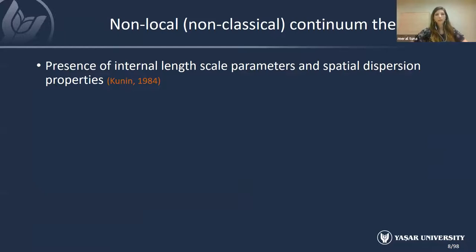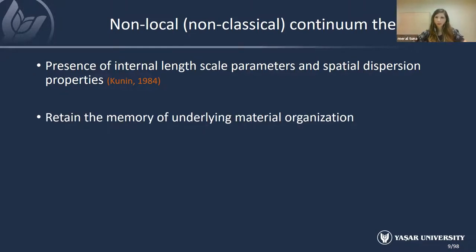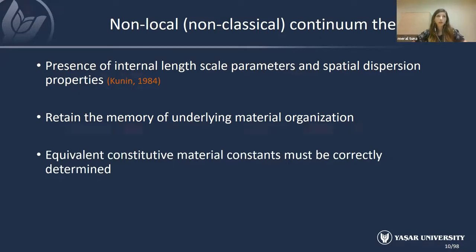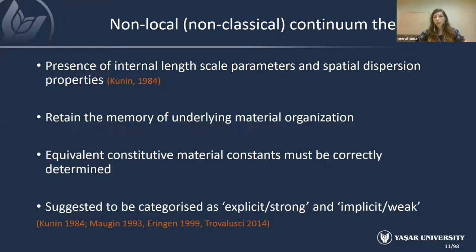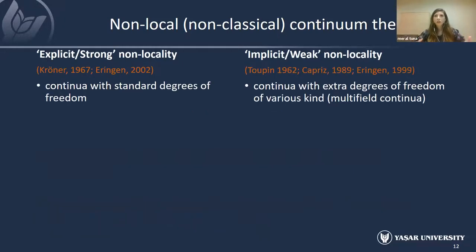As Professor mentioned yesterday, following the definition of Kunin, non-locality refers to the presence of internal length scale parameters and spatial dispersion properties in wave propagation. So through these internal length scale parameters, we retain the memory of the underlying material organization. Of course, this adds to the material parameters to be determined. Anyway, these theories are suggested to be categorized as explicit strong and implicit weak, depending on the mechanism of non-locality. So I will try to explain the main features and the main differences between these two classes of non-local models in a very simple manner.